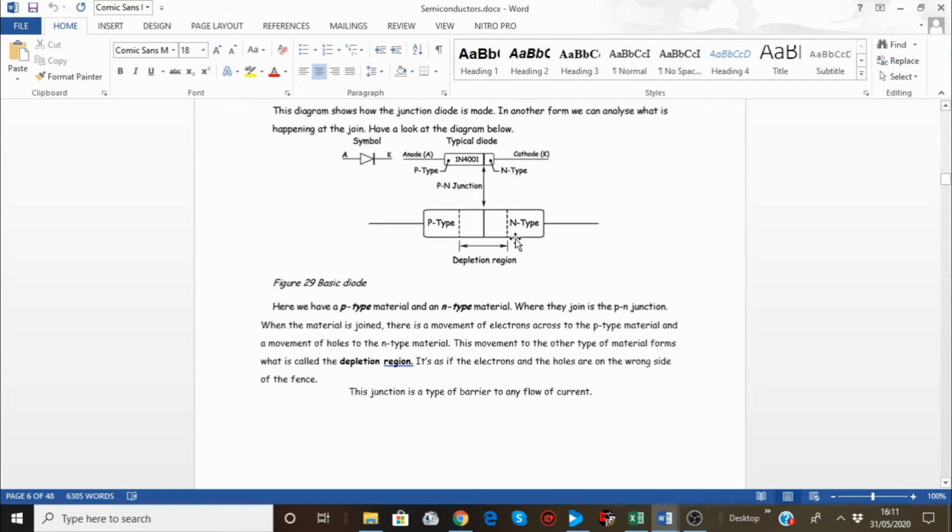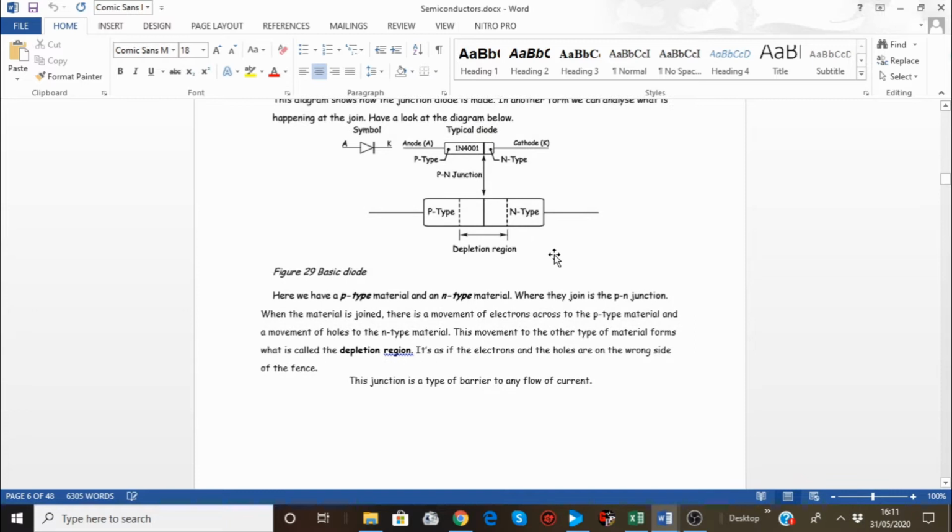Basically, it's formed of two types of semiconductor material. One side is p-type, one side is n-type, and they're joined together. Then you've formed a region which is called depletion region, because you have on one side extra electrons and one side extra or spare holes. Now, the way they're joined together is a technology. They use special technology to join them together.